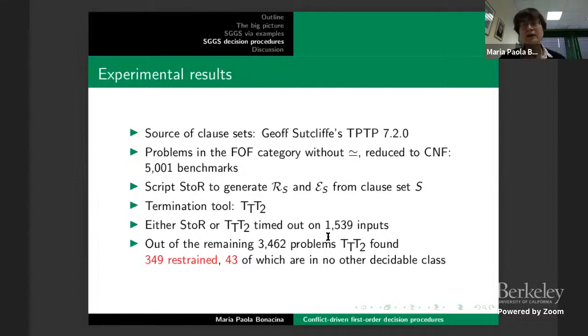Now, on 1,539 inputs, either tool unfortunately timed out. But out of the remaining problems, the termination tool discovered 349 that are restrained, 43 of which do not belong to any other previously known decidable class.